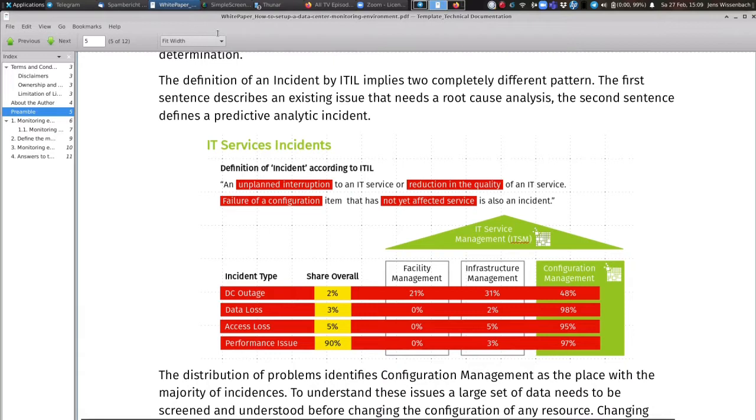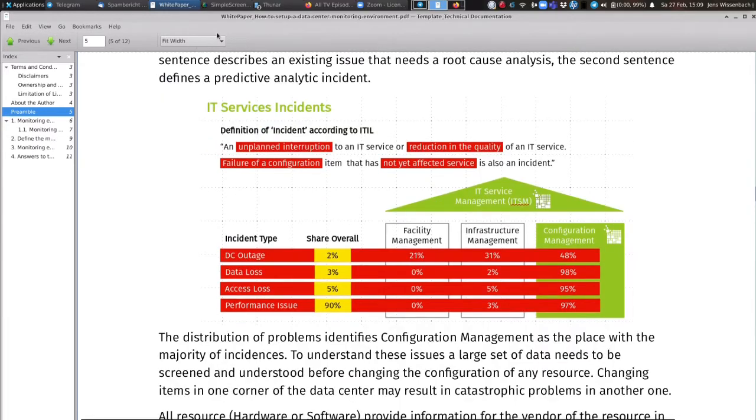We will see, or you know already, that many of your problems are related to performance, sometimes access loss, data loss, or data center outages. But all of them have a part in configuration management. And only by overcoming the majority of the items in the configuration management infrastructure will we be able to stabilize our environment and have a fighting chance to increase the service time for our end user.